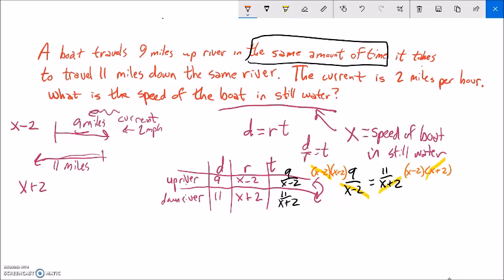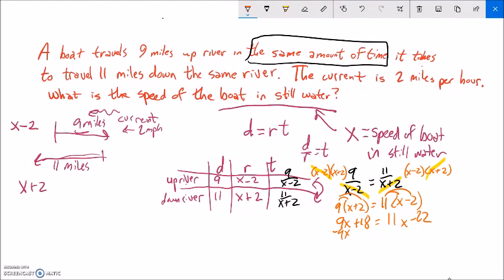That leaves me 9 times x plus 2 on the left and 11 times x minus 2 on the right. And I just need to solve this. So let me distribute that in there. 9x plus 18. Let me distribute that into there. 11x minus 22. I was looking ahead to the next part. And I will keep working to solve this.